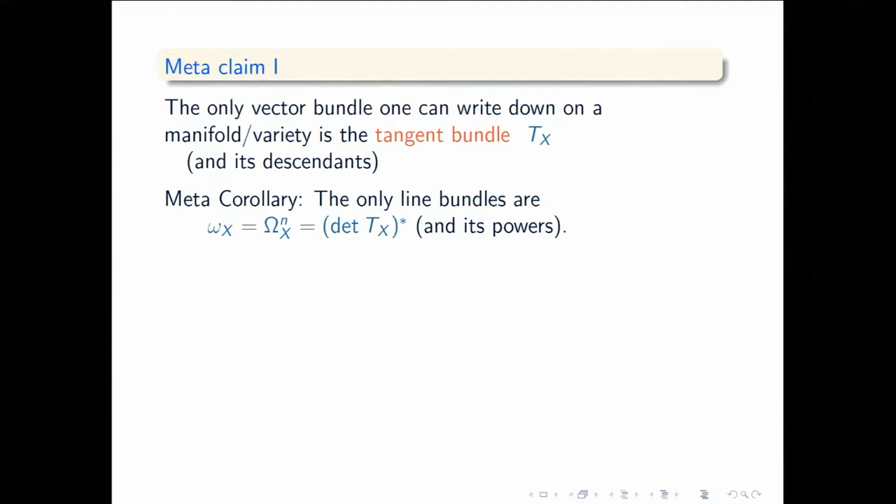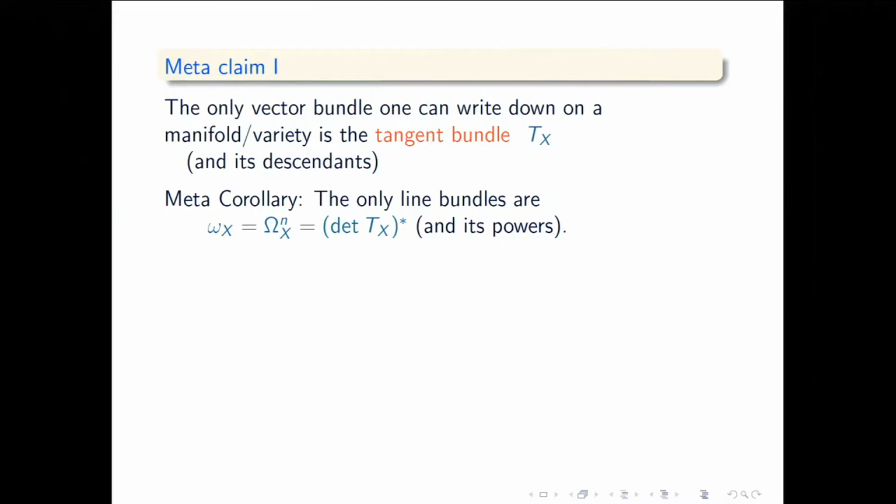Now, there is a meta claim that if you have an algebraic variety, then pretty much the only vector bundle you have on it is the tangent bundle. And then, of course, you can do various tricks with it: take direct sums, tensor products, wedge products. But then the only line bundle that you get is the determinant of the tangent bundle. Now, we prefer the inverse of it. That is the canonical line bundle.